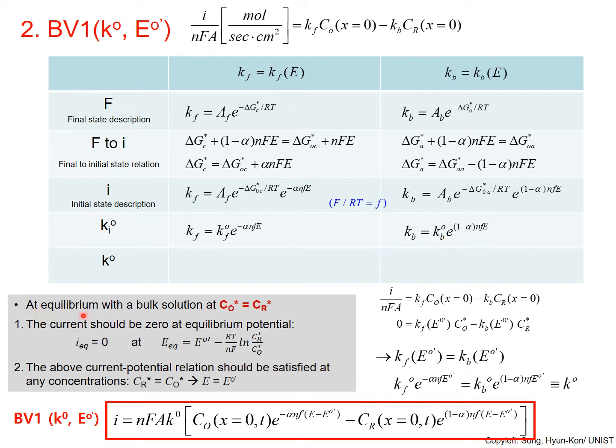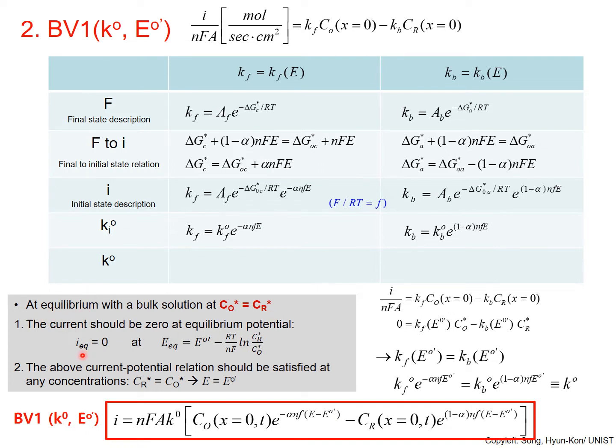So at equilibrium with a bulk solution at C_O star, I mean the concentration of oxidized species as the bulk concentration, equal to the bulk concentration of reduced species. I mean the equimolar concentration case for the oxidized species and reduced species plus equilibrium. At these conditions, my equations should be working, right? So what does it mean? Equilibrium plus C_O star equal to C_R star. Let me start with the equilibrium.